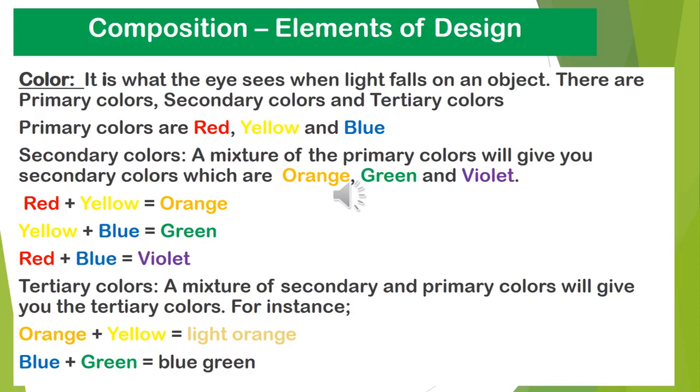Then we move to tertiary colors. Tertiary colors are a mixture of secondary and primary colors. For instance, I'll just give you two examples. When you add orange and yellow, you get light orange. And when you add blue and green, you get a color called blue green, because there is more blue in it. So these are just some examples of colors that form part of the elements of design. You see how important color is in the composition. Let's quickly move to the next slide and continue.